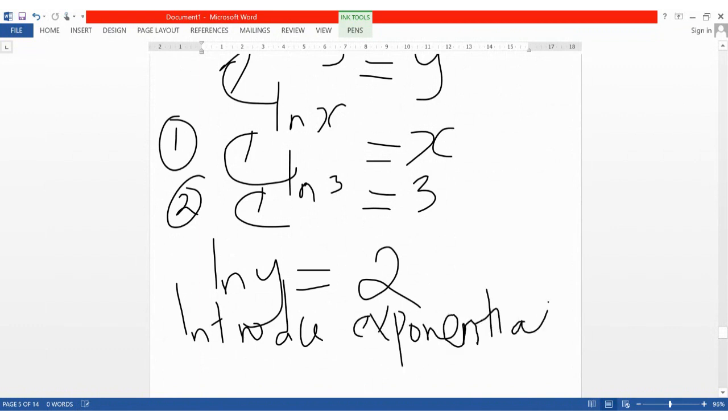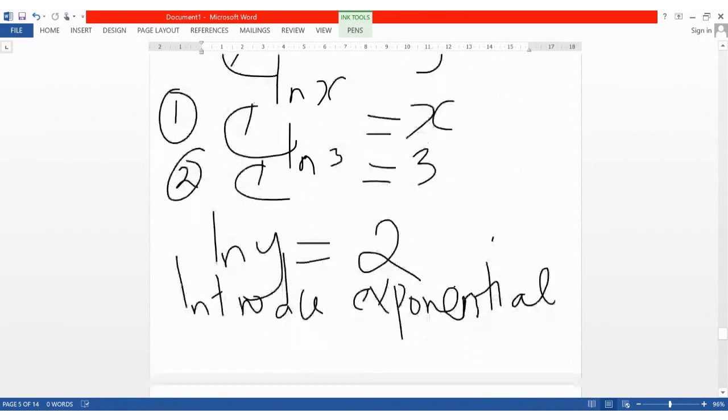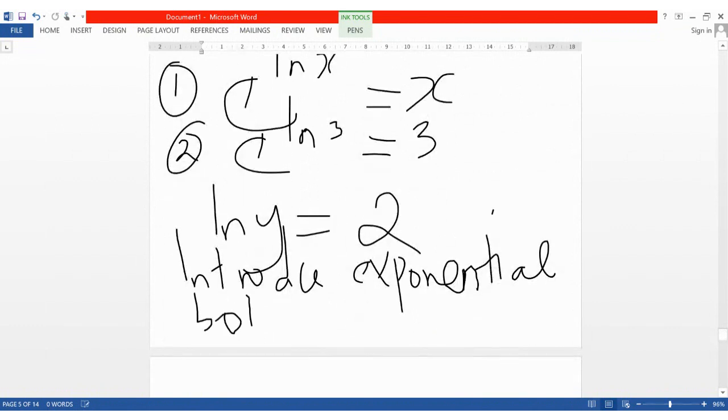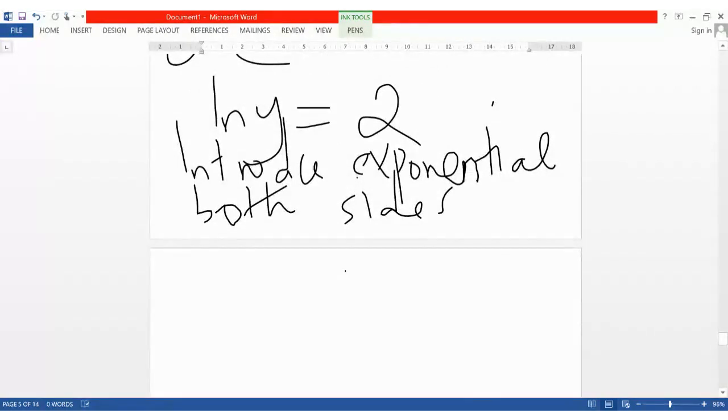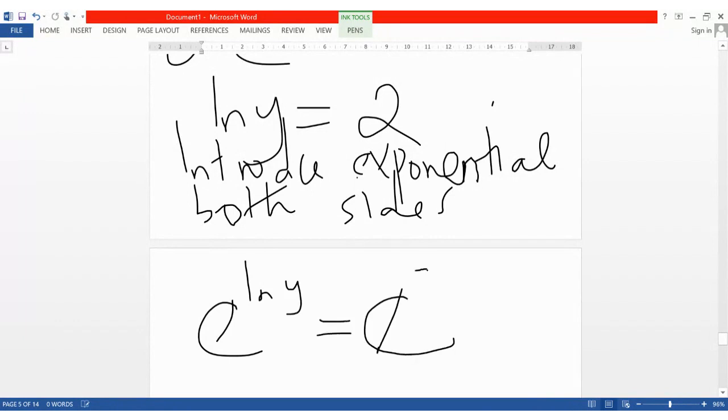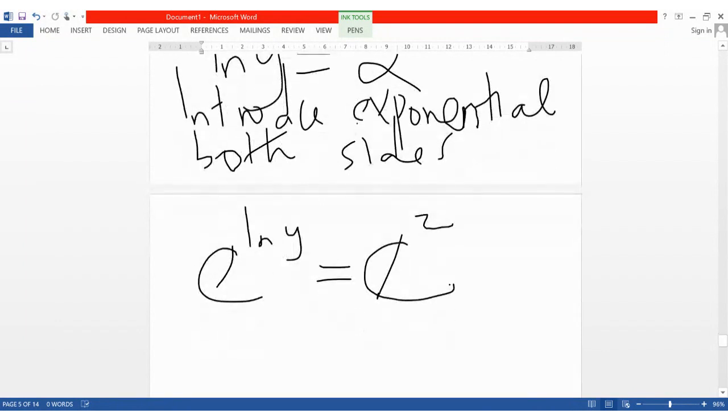Exponential both sides. Yes, you introduce it on both sides to make the equation remain the way it was. So the first one, when I introduce the exponential on my left hand side, I'll have e^(ln y), and here I'll have e^(ln 2). So finally, my answer will be what? This side I'll remain with only y, which is equal to e^2. And that one will be the final answer.